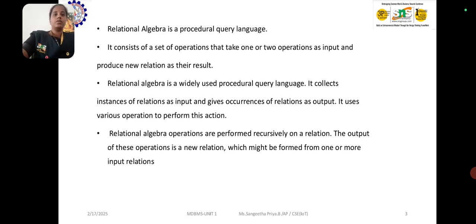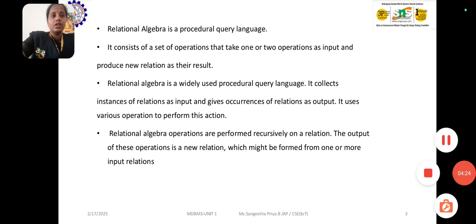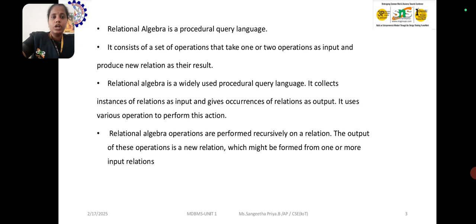Relational algebra is a procedural query language. It consists of a set of operations that take one or two relations as input and produce a new relation as their result. Relational algebra is a widely used procedural query language. It collects instances of relations as input and gives occurrences of relations as output. It uses various operations to perform this action. The relational algebra operations are performed recursively on a relation. The output of these operations is a new relation, which might be formed from one or more input relations.